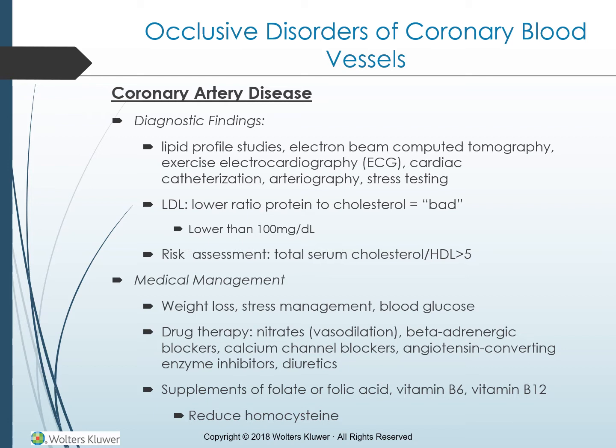Electron beam computed tomography, we talked about briefly, is a test that produces X-rays of the coronary arteries. The advantage is that it can detect and quantify calcified plaque in the coronary arteries before clients are symptomatic, so that they can treat this.